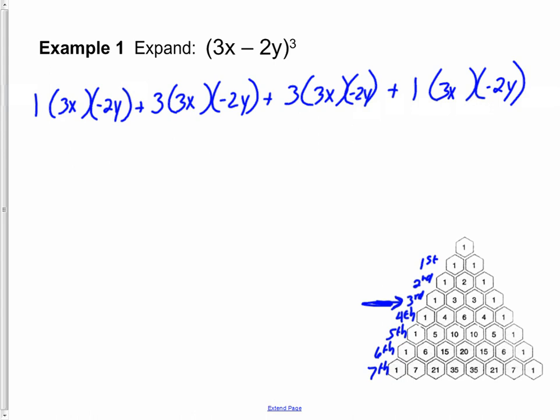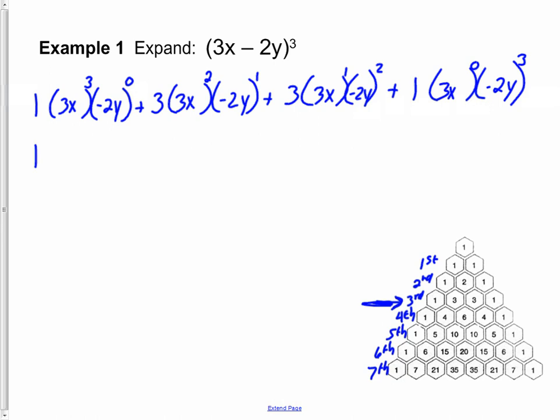We start with the first term here with a 3 as the exponent and a 0 on my second term. And then we decrease the first term's exponent 1 each time. So this would be 2, 1, and 0. And we increase the second exponent each time, which would be 0, 1, 2, and 3. Okay. So now we should be able to multiply each one of these out.